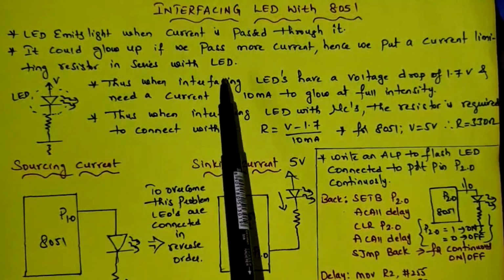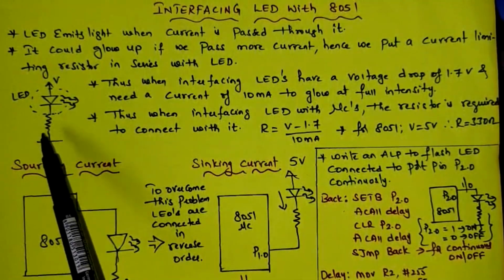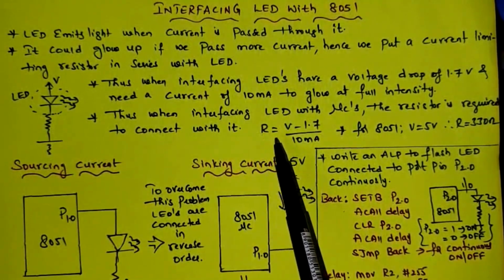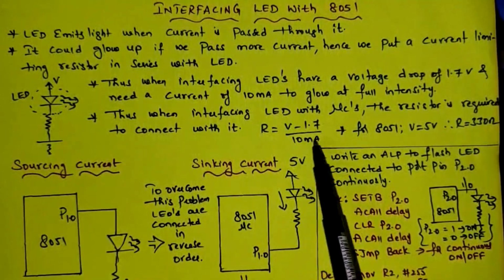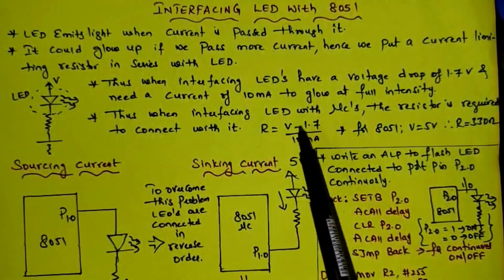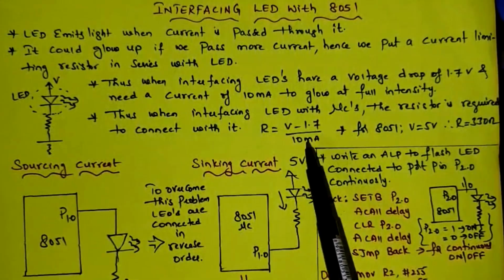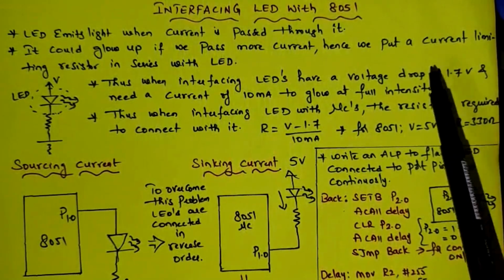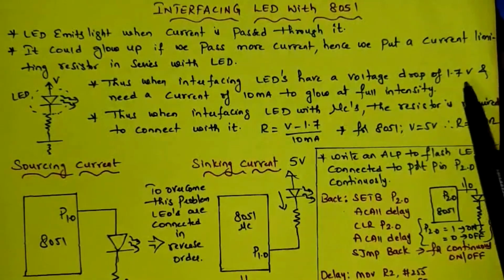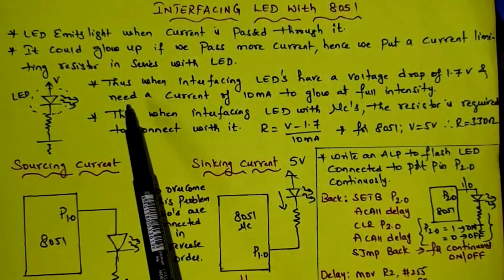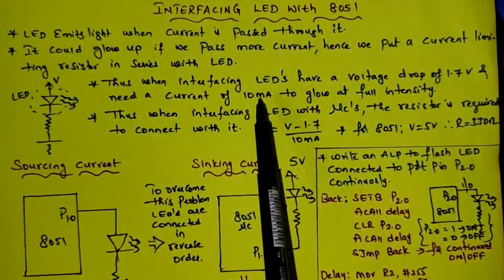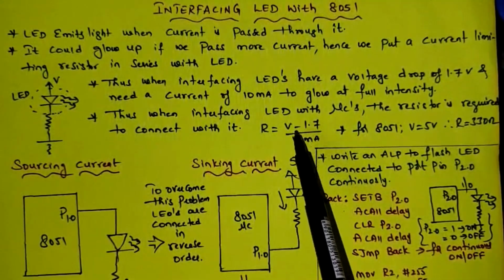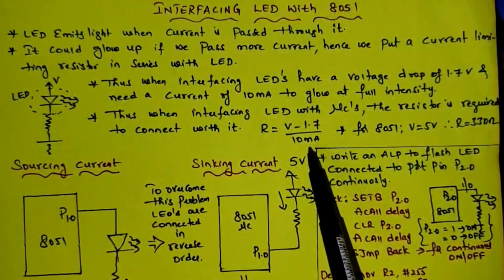When interfacing an LED to a microcontroller, we need to calculate the value of this resistor. The formula for the resistor is R is equal to (V minus 1.7) by 10 milliamps. Why have we taken 1.7 and 10 milliamps? Generally the voltage drop is 1.7 volts when interfacing an LED to the microcontroller, and it needs a minimum current of 10 milliamps to glow at full intensity. That's why (V minus 1.7) by 10 milliamps.